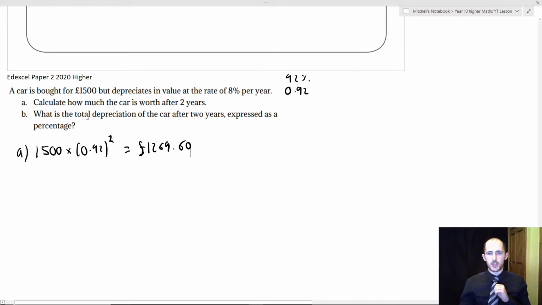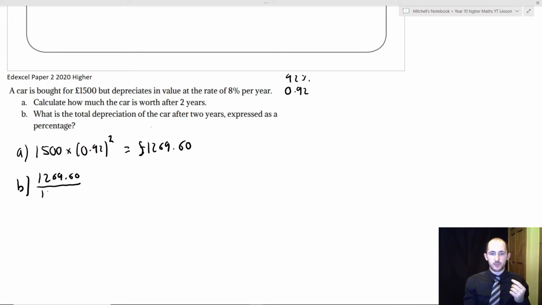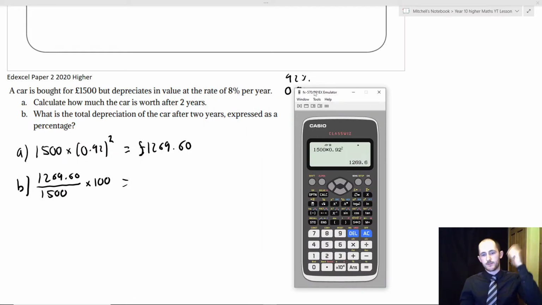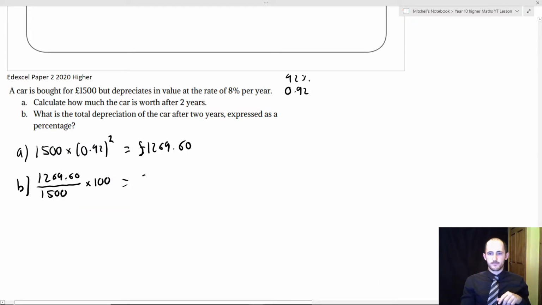And then it says, what is the total depreciation after 2 years? So this number as a percentage. So to change anything into a percentage, what we're going to do is take the new value, which is this, divided by the original value times by 100. That's it. To change anything into a percentage, you take the current value, divide by the old value, times by 100. And you get 84.64%. Not bad. And that's the actual question from Edexcel.